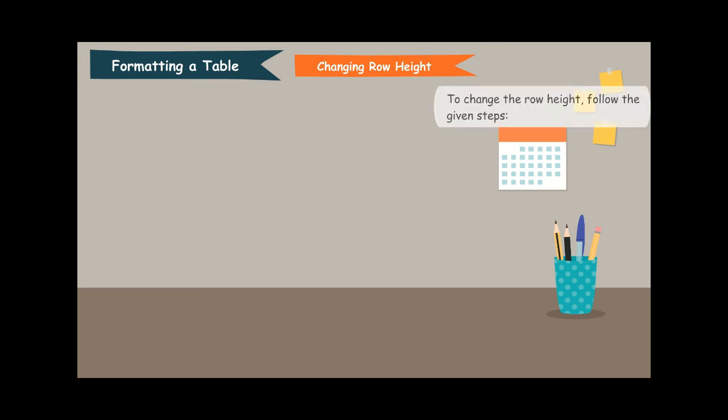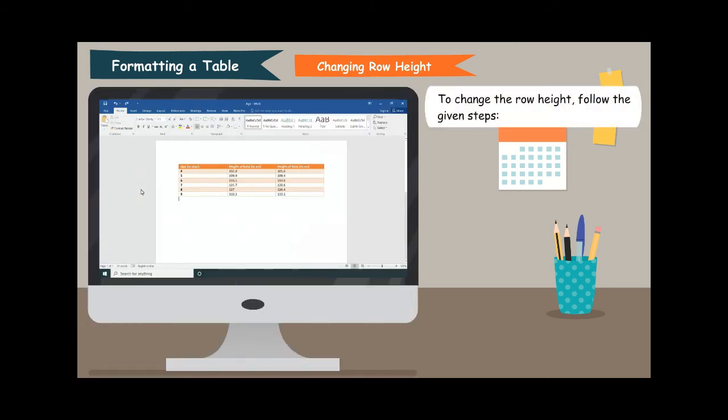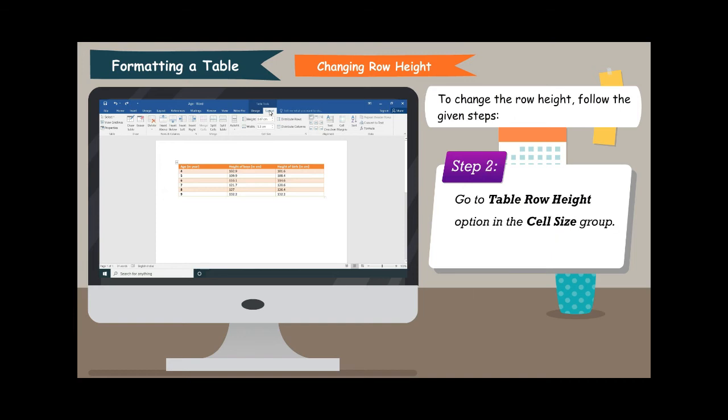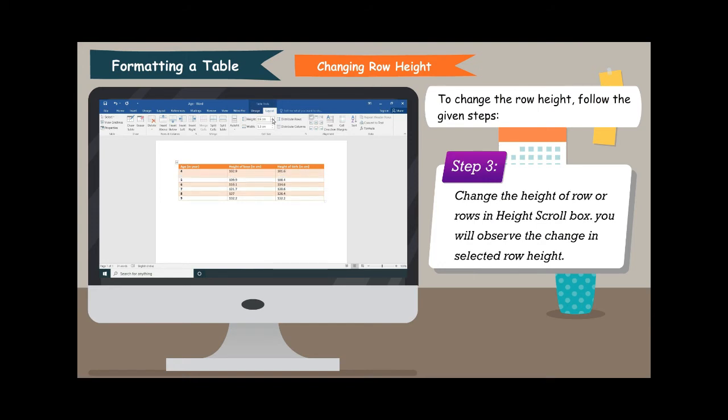Changing row height. To change the row height, follow the given steps. Step 1. Select the row or number of rows. Click on Layout tab under Table Tools. Step 2. Go to Table Row Height option in the Cell Size group. Step 3. Change the height of row or rows in height scroll box, you will observe the change in selected row height.